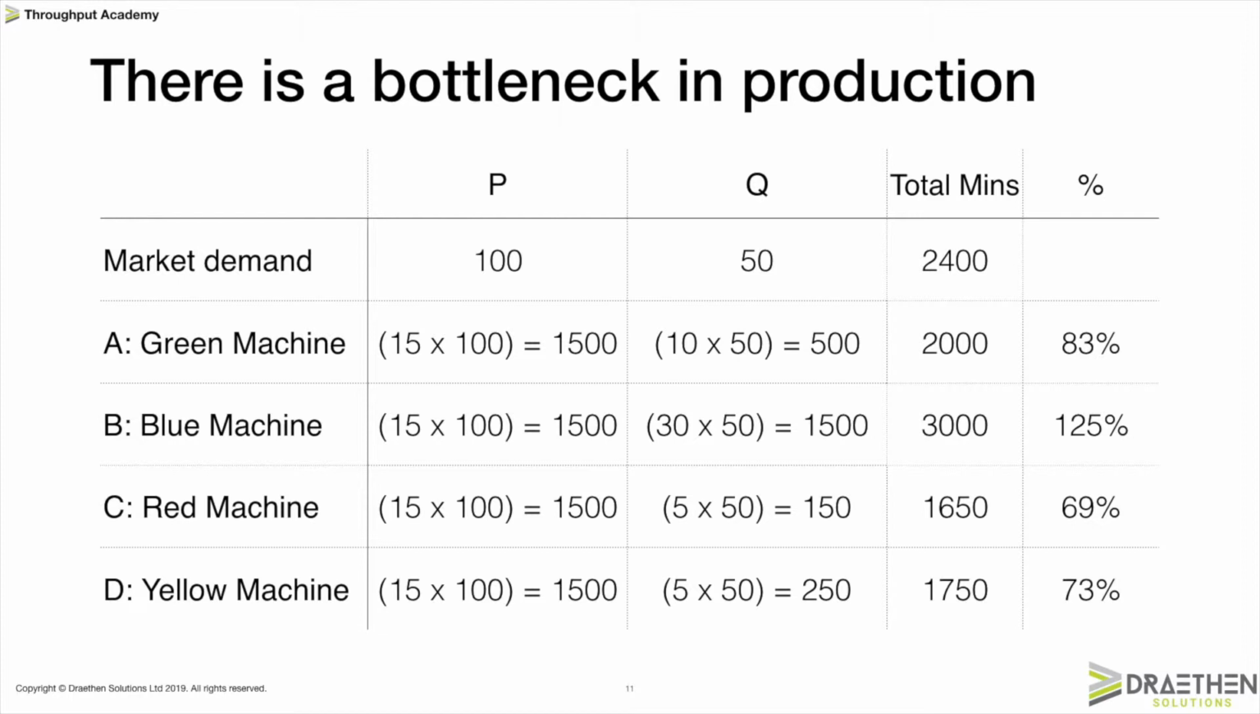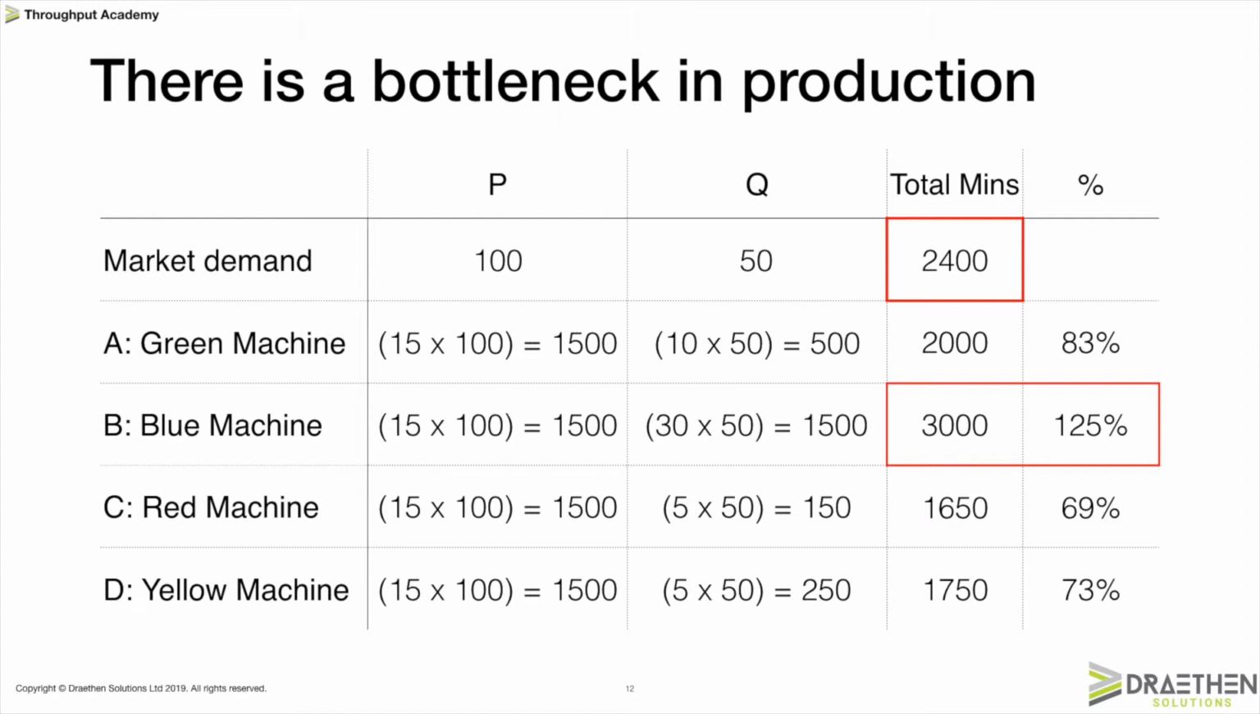Blue requires 15 minutes per unit to produce one product P, and that means 1500 minutes in total to manufacture all 100 of the parts demanded by the market. Product Q requires 30 minutes of blue's capacity per unit, and with demand for 50, this means an additional 1500 minutes are required. So in total, blue needs to do 3000 minutes of work, but we only have 2400 minutes available.